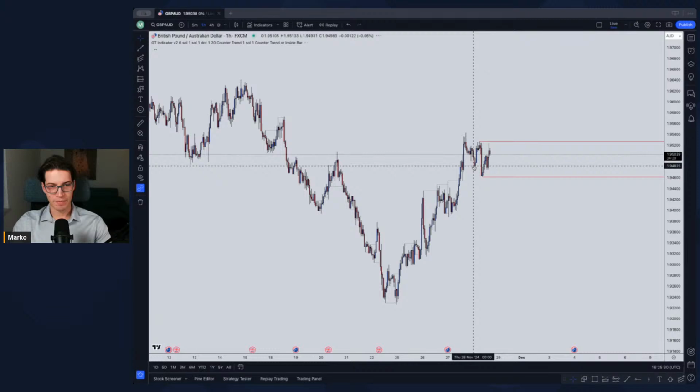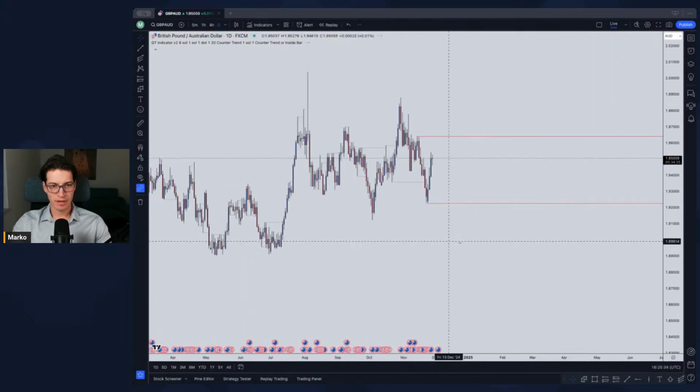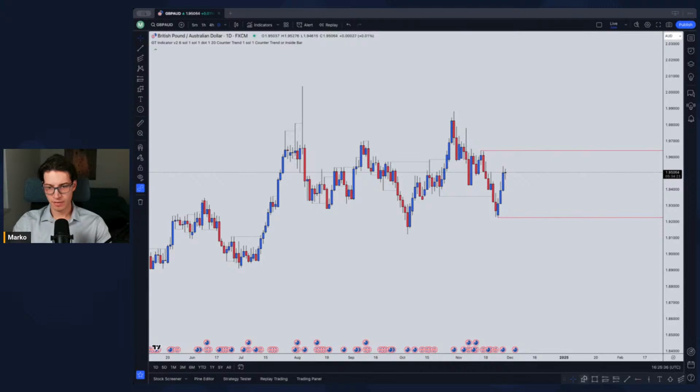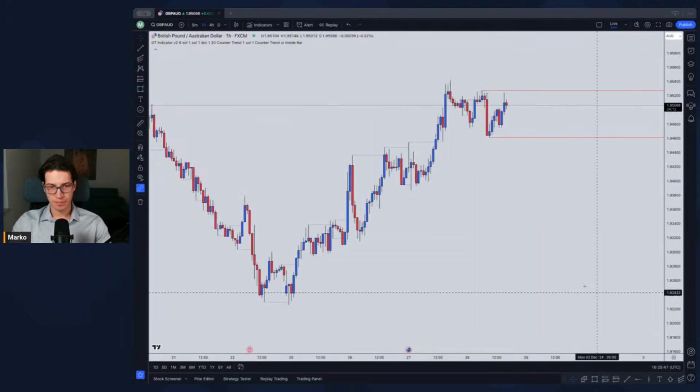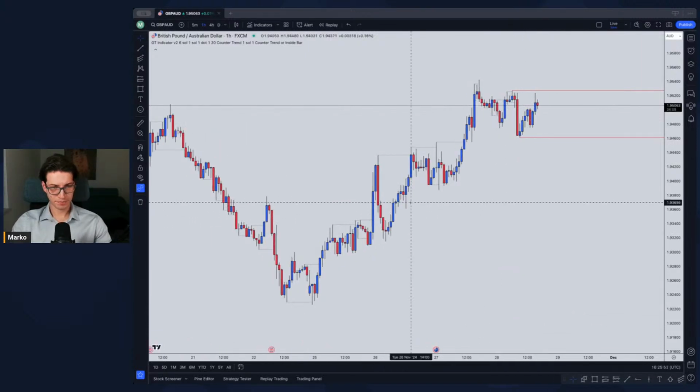Let's do FXCM data. How is the daily looking? Overall flat, but you can make some percentage in these movements. But overall, yes, it's flat. 1 hour, it's moving up. So Pound Aussie is trending up.